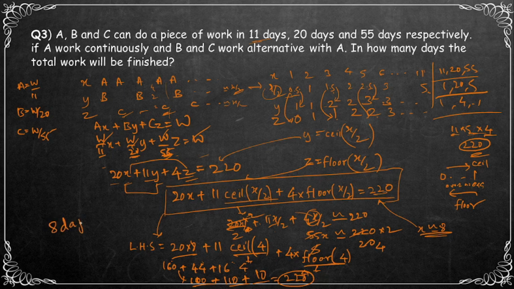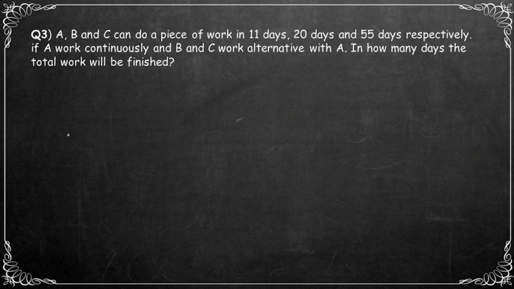So that means x is exactly equal to 8. We found the approximate value, we substituted that in LHS, and we saw that it is exactly equal to RHS. So x is equal to 8, exactly equal to 8. Okay, so the answer is 8 days.